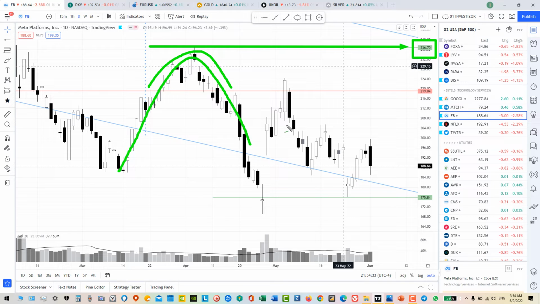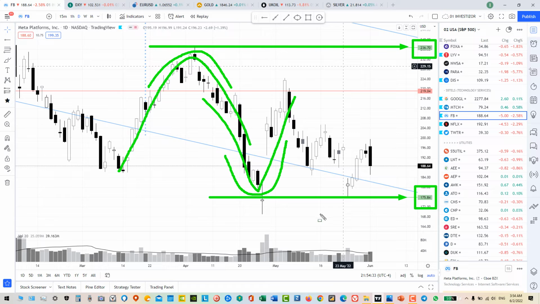And here we had exactly the opposite reaction, creating a short-term bottom around 175. For sure, we can see clearly the increased volatility, but the stock is under a very strong selling pressure as long as it is below 220, which is the monthly resistance.